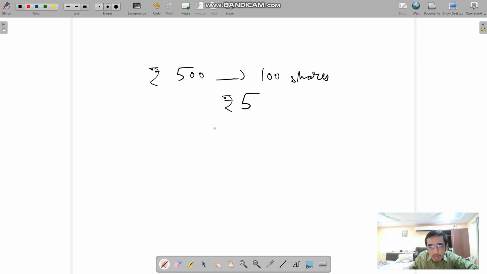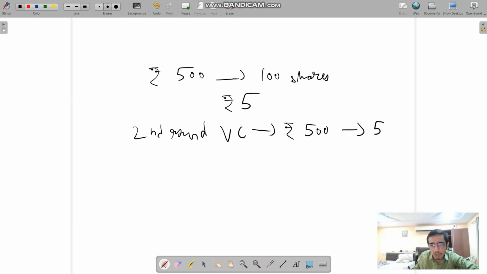Now my tea stall is running pretty well and I want to expand it, and for that I need additional capital. So the second round of financing happens where the VC gives me another 500 rupees for which he is given 50 shares. So the new share price is rupees 10. Now how this share price is decided is very subjective.